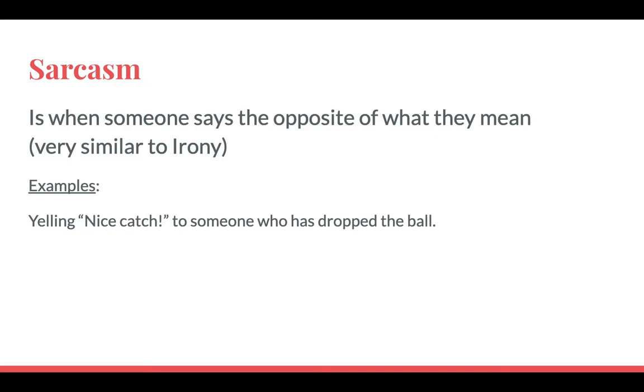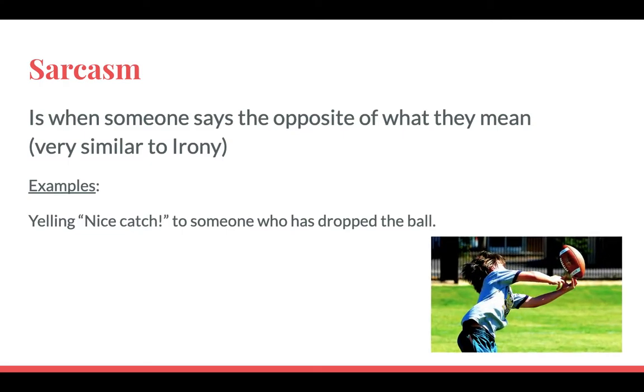Sarcasm. Sarcasm is when someone says the opposite of what they mean, which is similar to irony. One example of that is yelling "nice catch" to someone who has dropped a ball after you throw it to them. You are sarcastic because you're saying the opposite of what you mean. Since they didn't catch the ball, it's not a nice catch.